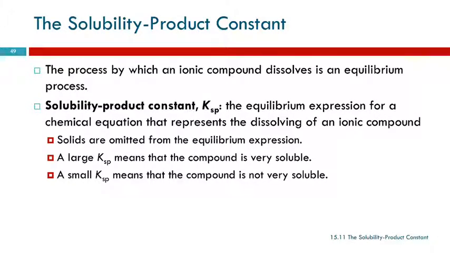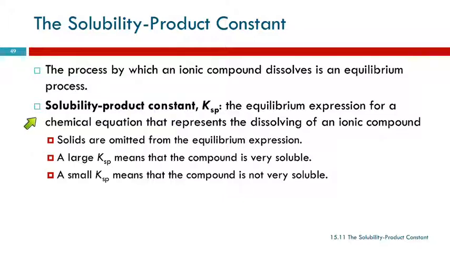So when an ionic compound dissolves in water, that is actually an equilibrium process. There is dissolving of the ions that occurs, but there's also recrystallization of the ions. It's an equilibrium process, and so we can write an equilibrium constant for that process. We don't call it KEQ, though. We call it KSP, for Solubility-Product Constant.